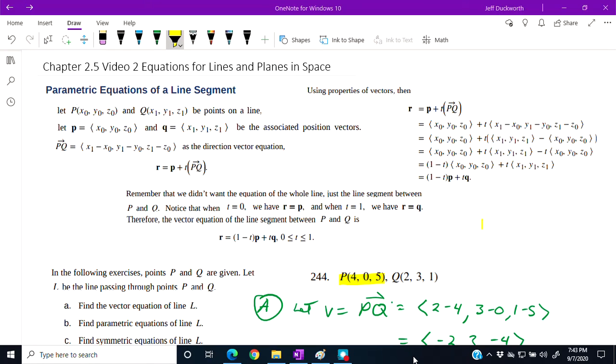All right, we're going to try to finish the problem that we started in the previous video. We're going to do number 244. We're on part D, actually, but a little setup before we get there. We're dealing with parametric equations of a line segment. That's what part D wants us to do.